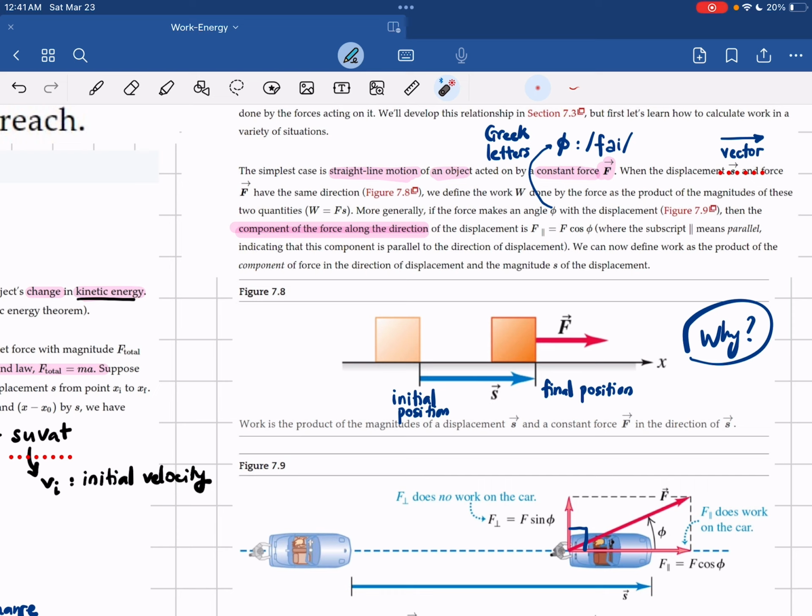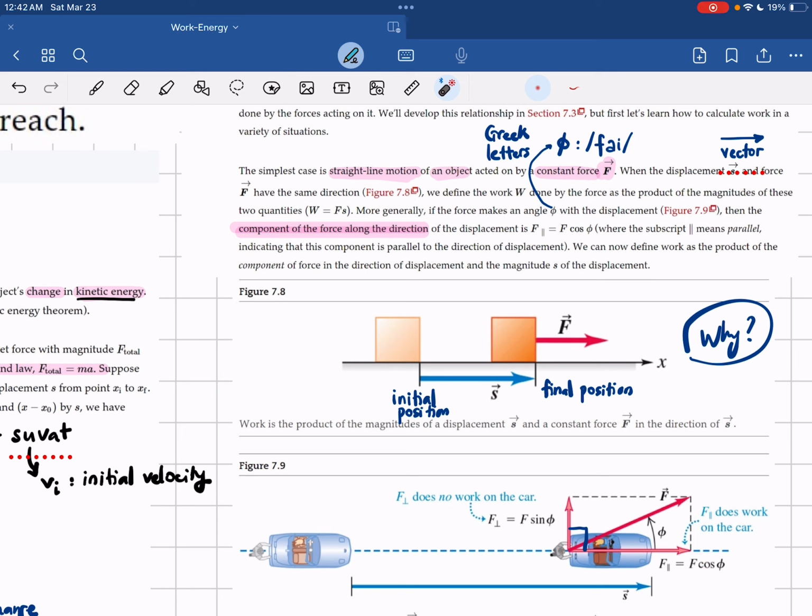Think about it. If the car is really heavy and is just moving this way, and you try to push it in this way, does it help? No. This component does not help at all in the displacement of the car from this position to this position. Only this component is helpful to do the work in this displacement. That's why the other is not counted, and we just care about the components parallel to the displacement.